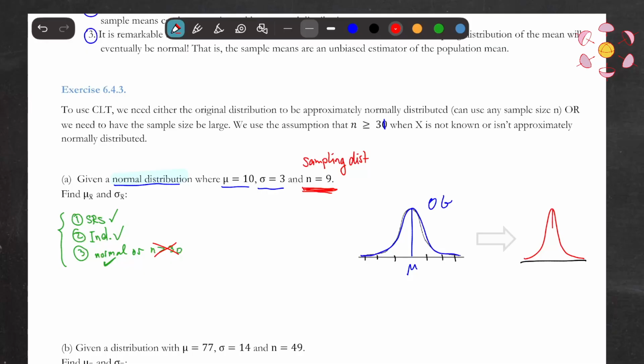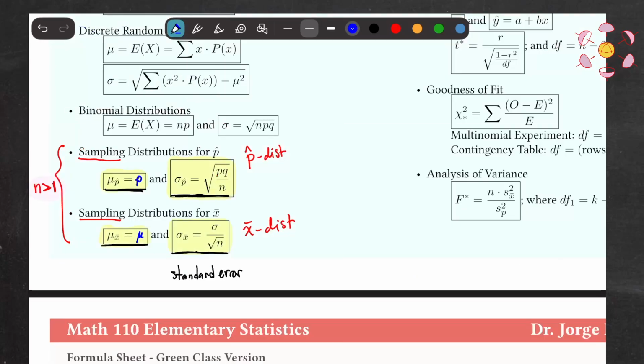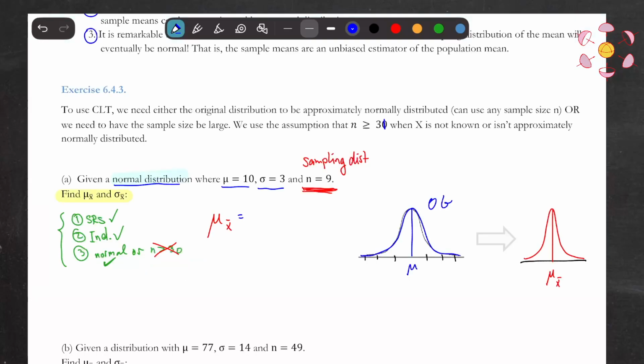So where is the center of this? We call that mu of x bar. And the problem asks, well, go ahead and find both of these. So mu of x bar. Well, the theorem is, if you go to our formula sheet, it tells us that mu, we're looking at this one right now, it tells us that it's equal to the population mean. So that is 10. So there we go. That's our first answer.